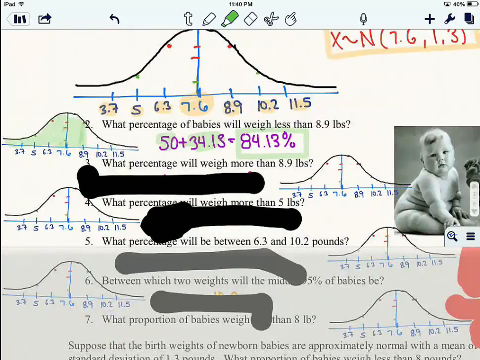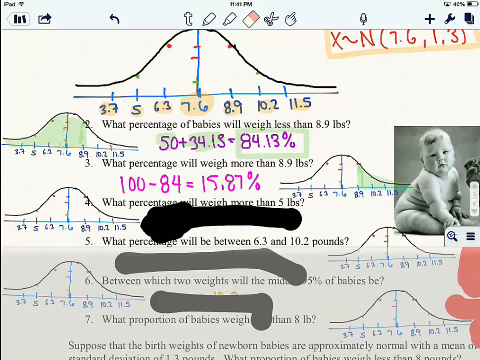Next question, what percentage of babies will weigh more than 8.9 pounds? So we're going this direction. We could add up all three of these spots or use the complement and just do 100 minus the answer from the previous problem, and we get 15.87.